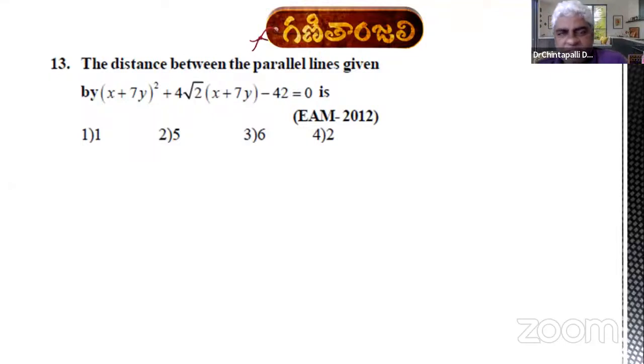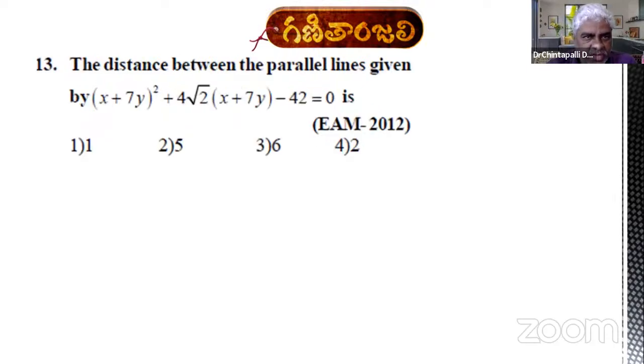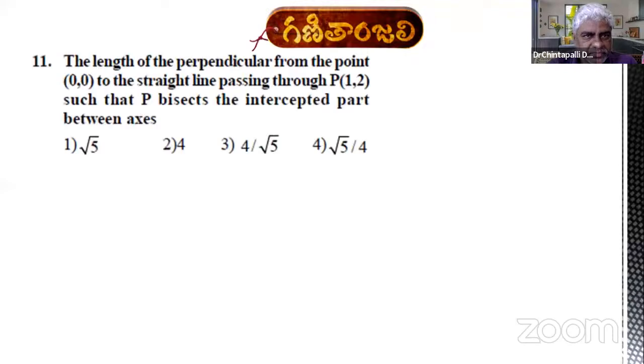How to find the distance between parallel lines given by x plus 7y? Okay, before that, let's complete this sum. The length of the perpendicular from the point 0, 0 to the straight line passing through P of 1, 2, such that P bisects the intercepted part between the axes.